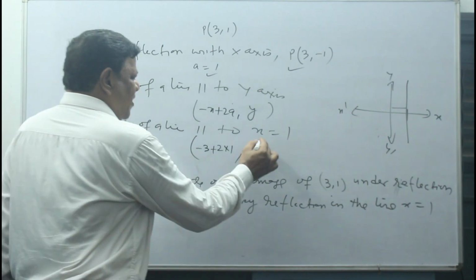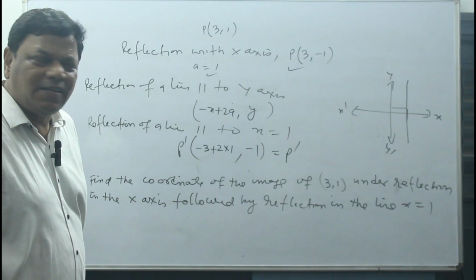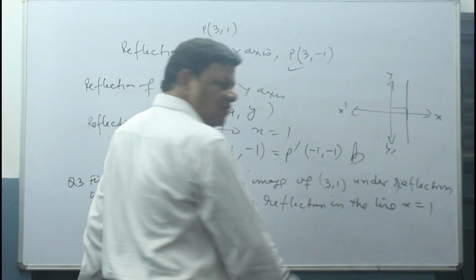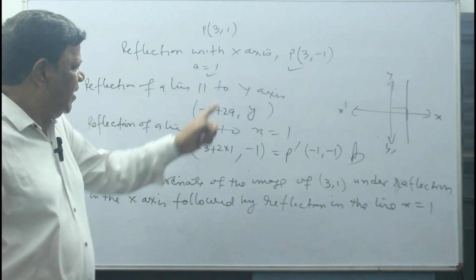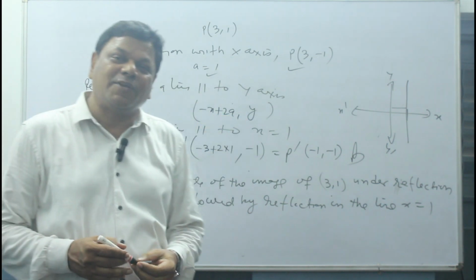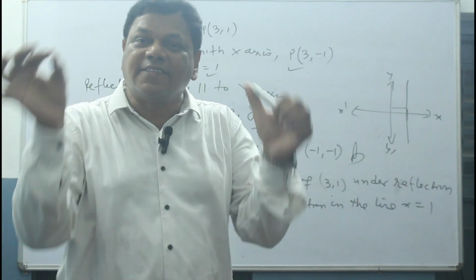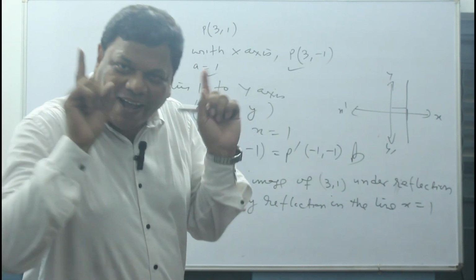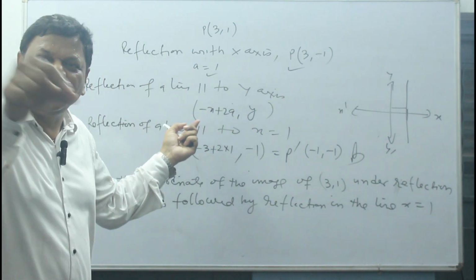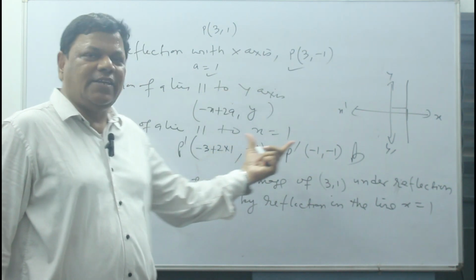Okay children, now what is coming? What is the answer? P dash, minus 3 plus 2 what is? Minus 1. So minus 1 and minus 1. This is your answer. Okay, don't confuse. Here rectify yourself: minus x plus 2a. Why minus x plus 2a? The sign will change, and with that 2a you have to add. It is given in the formula. If y sign will change, in y 2a you have to add. If x sign will change, in x 2a you have to add. And then you have to do the sum. You write the formula, do the sum, then you have to box the answer.